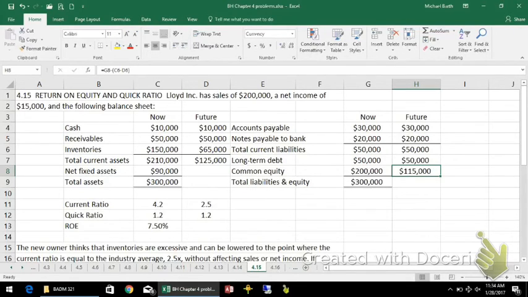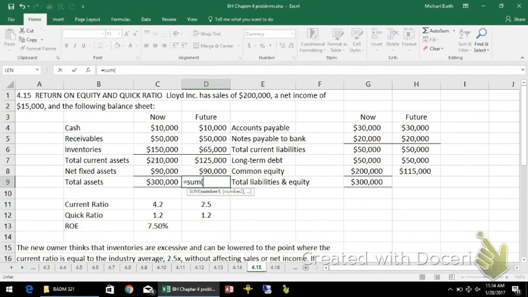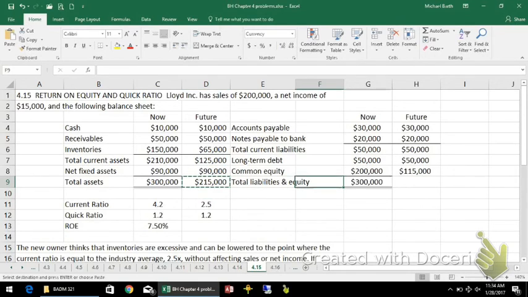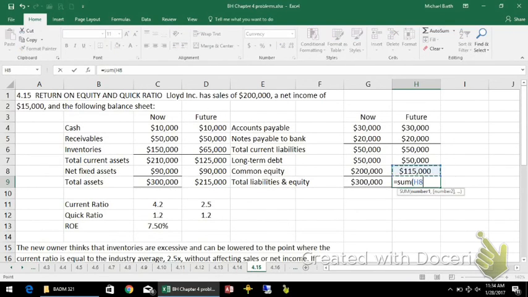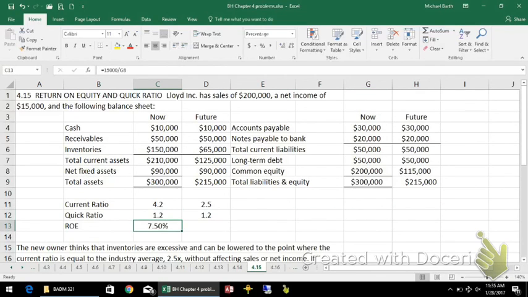So if I add everything together, my total assets have dropped by the same amount, but my balance sheet still balances. And my new ROE would be $15,000 divided by $115,000, or 13.04%.